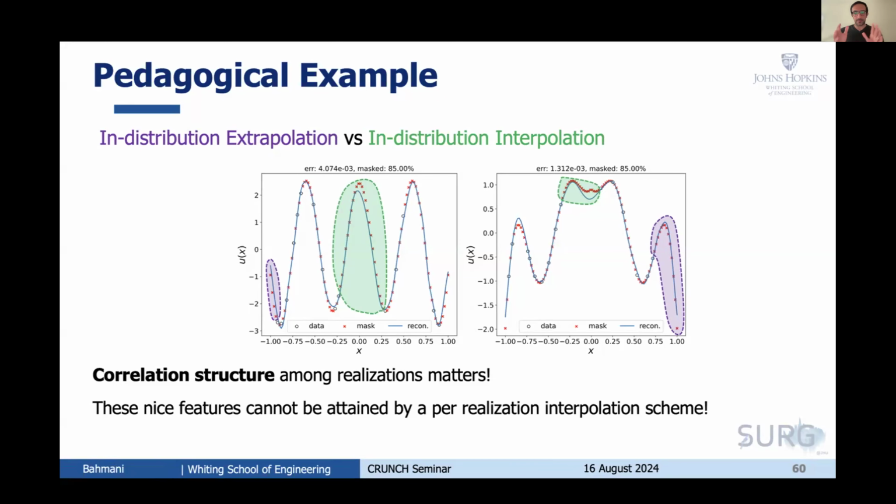Okay, in here, this is the test results for some data which was masked by 85%. And this is in test. There are two different regimes of behavior here that I call in-distribution extrapolation, which are the regions in purple, and in-distribution interpolation, which I show in green. And I will explain what those things mean.